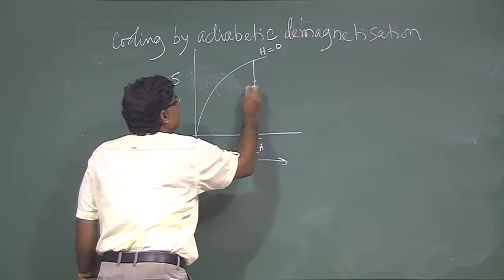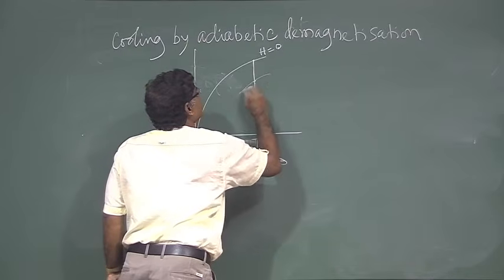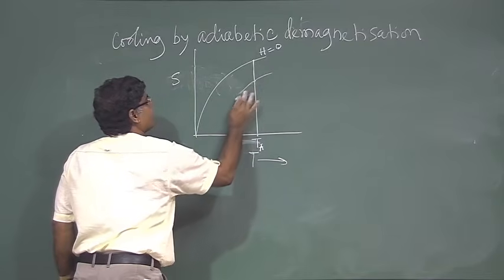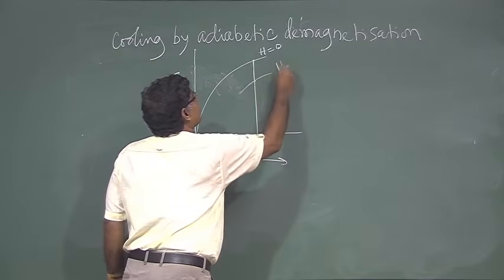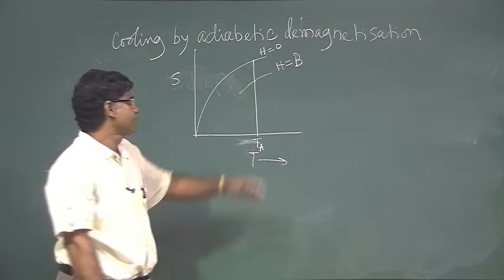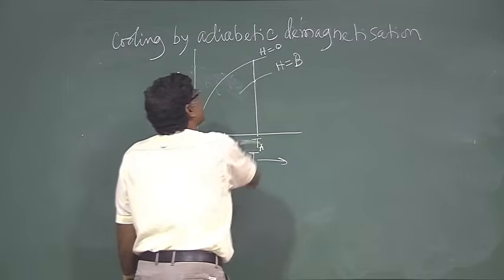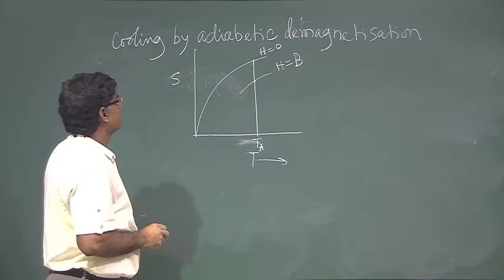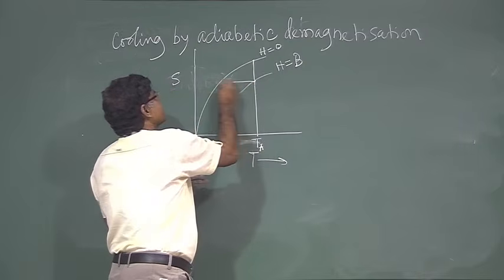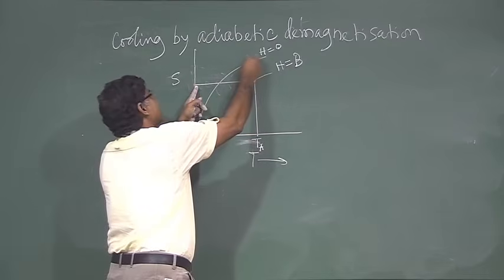So, if I apply a magnetic field, the whole curve will be like this. This will be for H equal to some value, magnetic field B, say. This is the point where the entropy is this, so entropy decreases; earlier it was this.